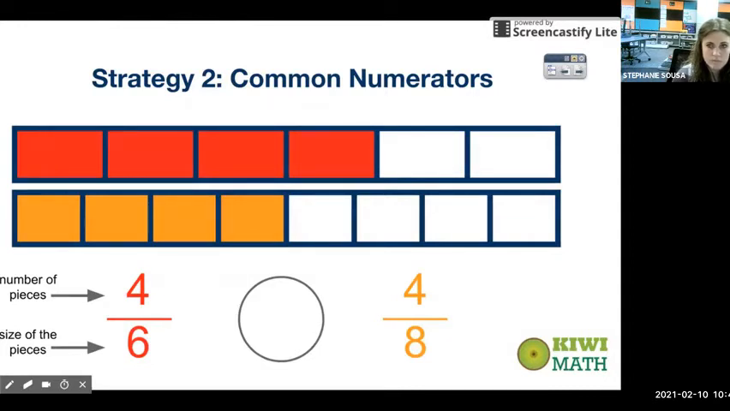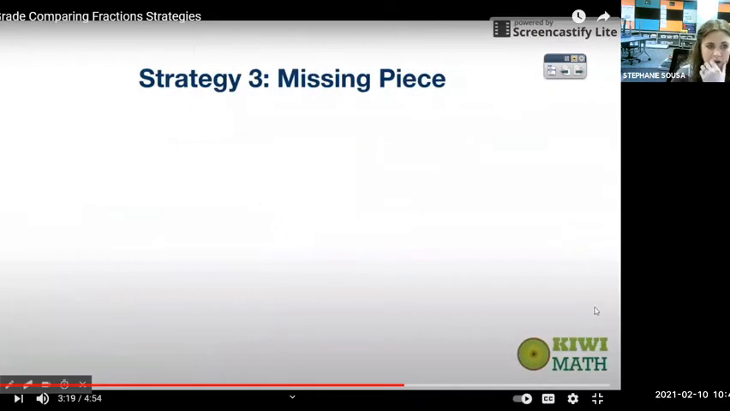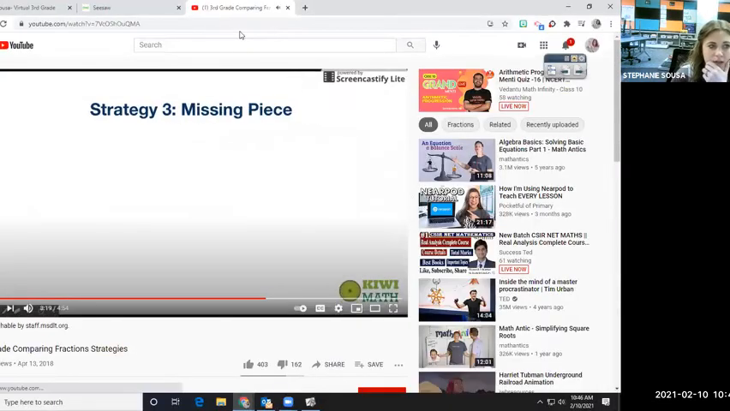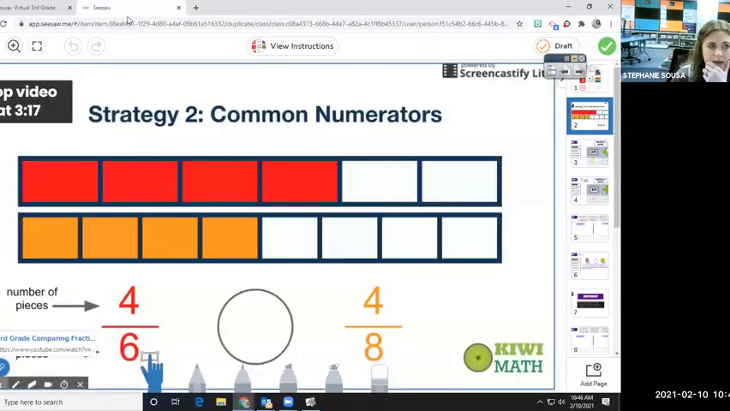So again, we want to think about the number of pieces that we have is the same. So what's different is the size of the pieces, and the fraction with the smaller denominator gives us the bigger size pieces, and therefore that's the greater fraction. Our last strategy. All right. So we have taken a look at common numerators and common denominators as strategies.